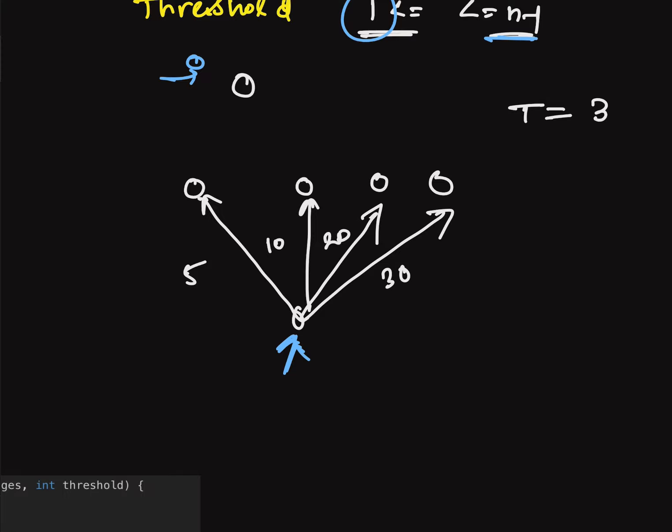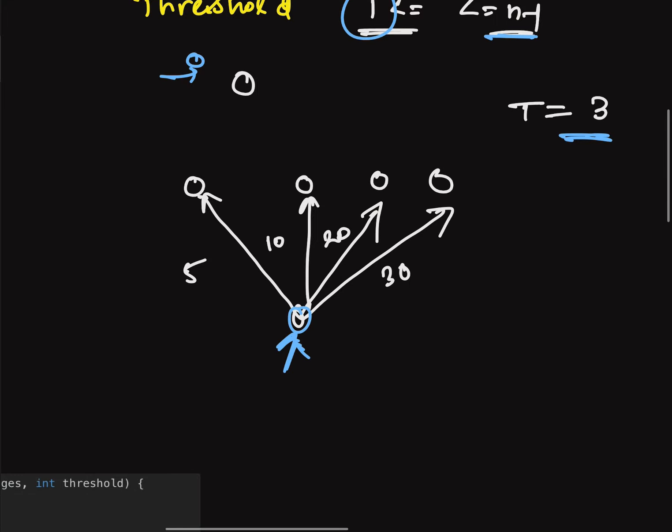We want to check that a maximum of threshold number of outgoing edges can be present for this node. Here the threshold value is 3, so a maximum of 3 outgoing edges. How many outgoing edges are actually here? 4 in the input graph. Now suppose I have set the mid value, the maximum allowed weight, as 15. So which edges will be discarded? This edge will be discarded, and this will be discarded, right?